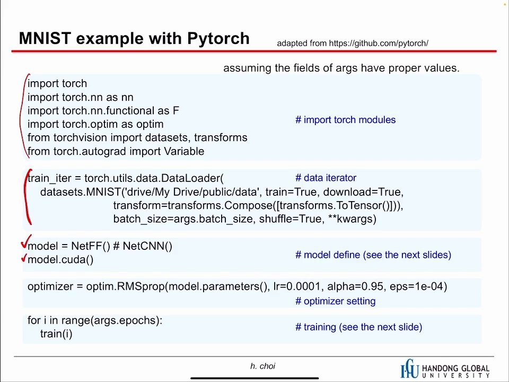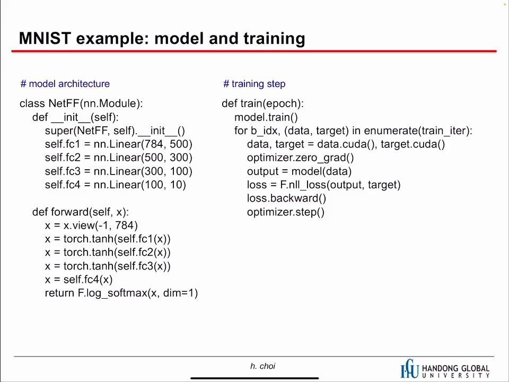It says I'm going to use a GPU, and we have to define what kind of optimizer we are going to use. We are going to use RMSprop, and we will train. When we use MNIST, this is it. Then we have to talk about this model architecture and the training process. We have the model architecture here and the training procedure here.